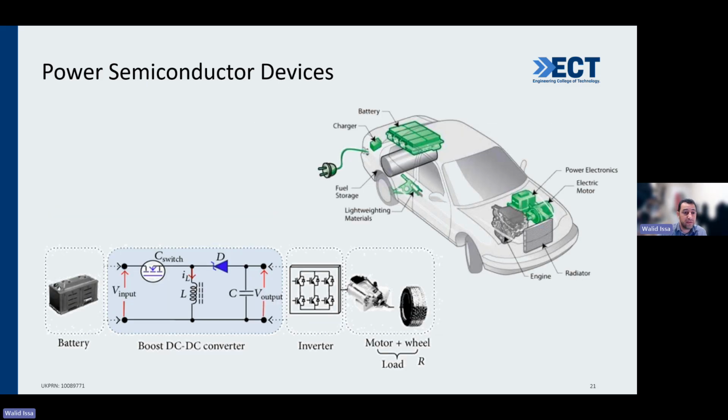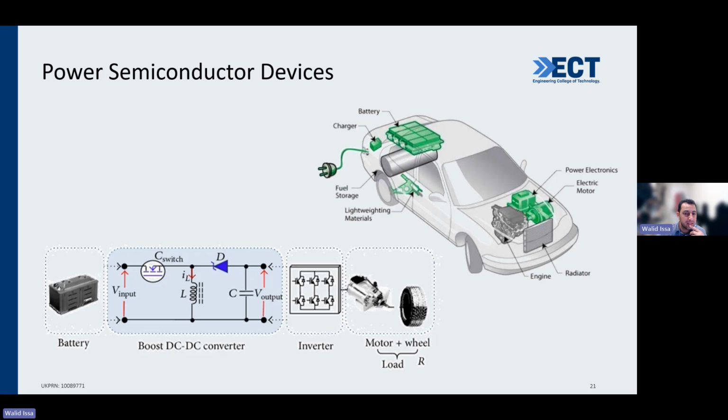What about electric vehicles? When you look at an electric vehicle, it has a lot of power electronics converters there. You have a battery, which is DC, but you also have a motor, which is AC, to drive your wheels. How do we make them compatible? We have to convert the DC to AC by using what? By using the inverter.